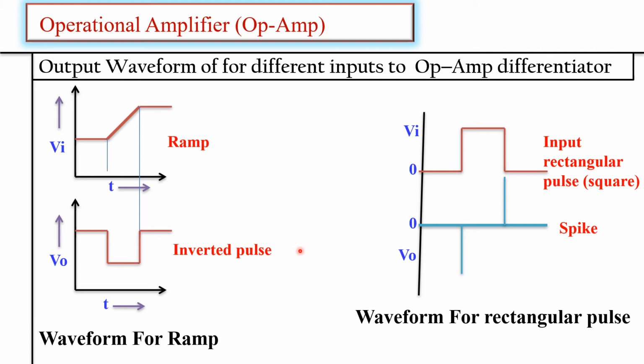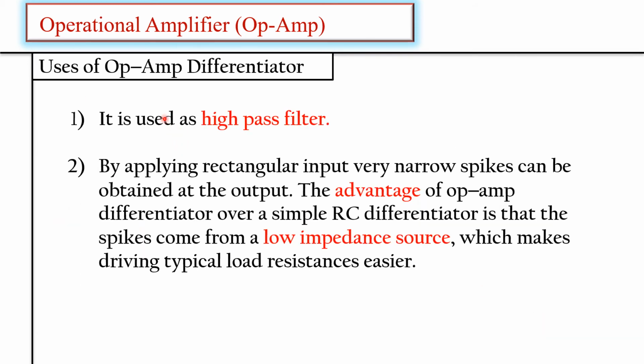the square wave pulse. And the amplitude of these different output signals depends upon the value of the feedback resistor and the value of the capacitor. Okay, so now let us see the limitation of the simple differentiator. Clear? So uses of an op-amp differentiator.